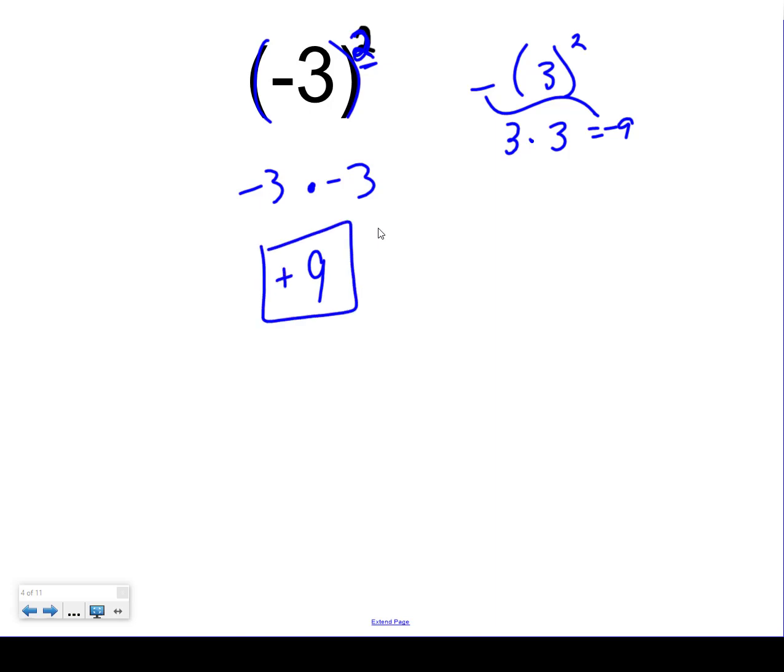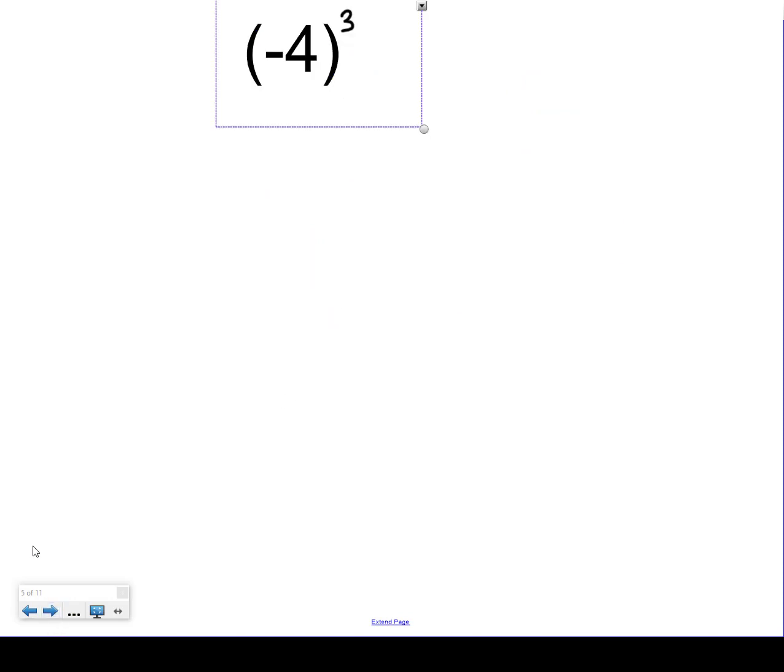When I multiply, if the signs are the same, it's always positive. So I have a positive 9, and this guy would have been a negative 9. So notice the difference between those two problems. Let's try one more to make sure we understand.